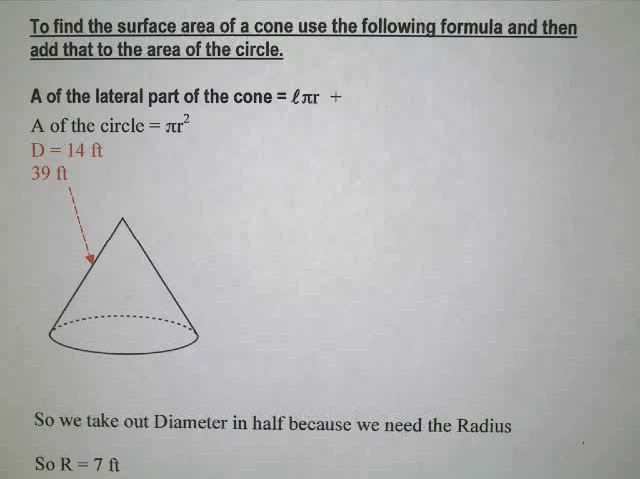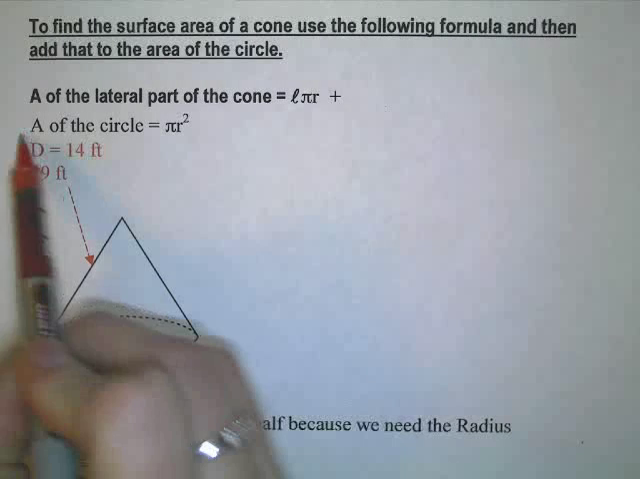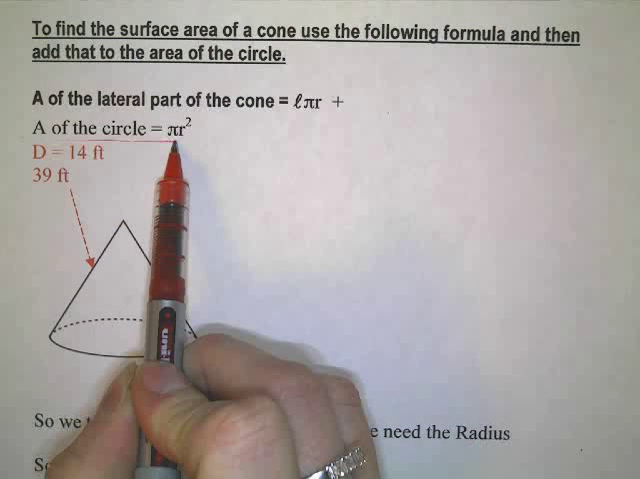Surface area of a cone, use the following formula and then add the area of the circle. What is the base of this object, Cameron? What's on the bottom of it? A circle. Do we know how to find the area of a circle? And what is it? Radius what? Radius squared, right? So the area of the circle is pi radius squared.